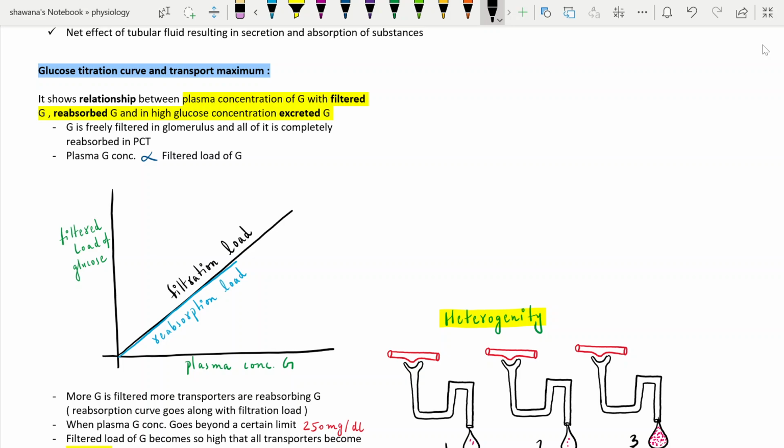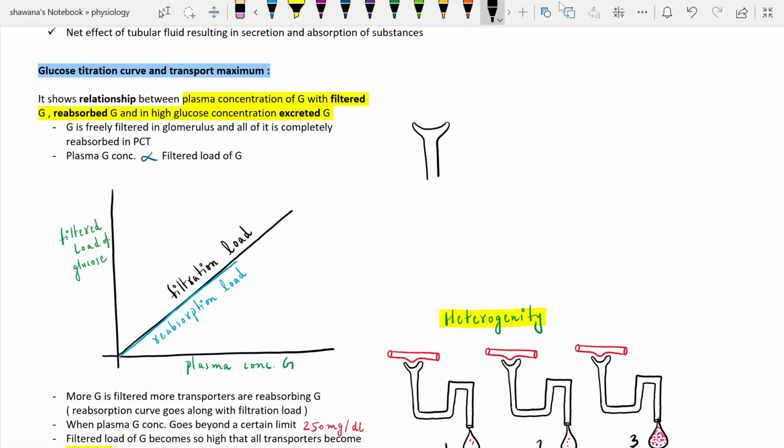As you know, glucose is 100% reabsorbed in the proximal convoluted tubule because it is very useful for our cells. It is very necessary to reabsorb all the glucose in the PCT. And when the plasma concentration of glucose starts to increase, the filtration load of glucose starts to increase. Let's make a nephron here so that you can understand more.